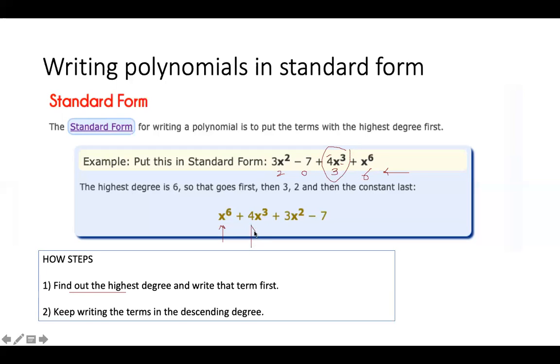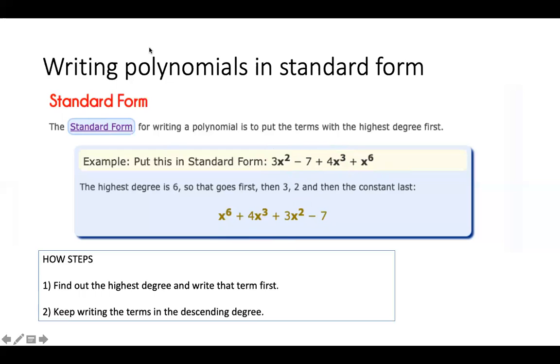Okay, keep in mind that you have to write the terms with the sign. So when you are going to write 4x cube, write it as plus 4x cube. Okay, so next I can see that 2 is the greatest, so I wrote 3x square, and in the end I write the constant minus 7. Okay, so I am removing the annotations.